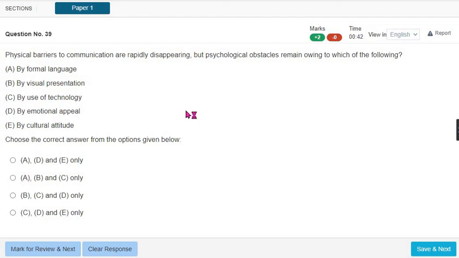Physical barriers to communication are rapidly disappearing, but physical obstacles remain owing to which of the following? So what will be the answer? A, D, E only. A by formal, D by emotional. Okay.